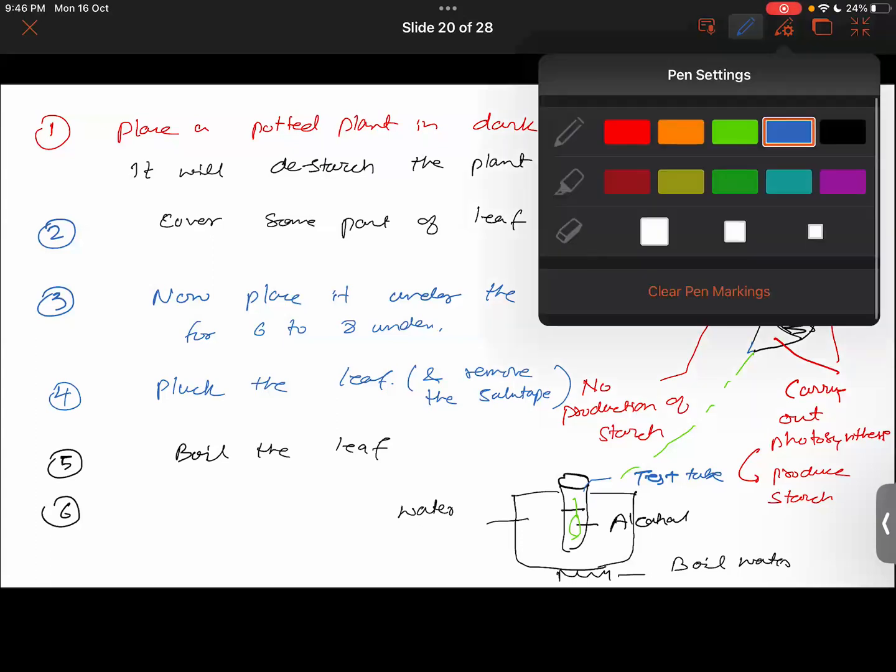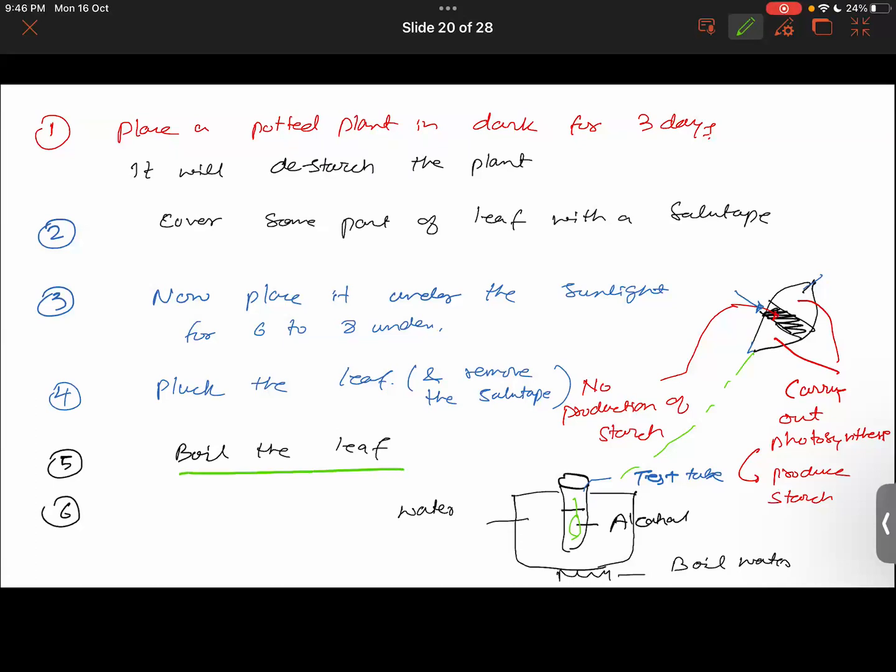Right. So now the leaf which you boiled earlier, let's place it in this boiling alcohol. As the water will boil, the alcohol will also boil. Getting it or not? So after placing the leaf in boiling alcohol, you will observe that the color of the leaf changes. All the color of the leaf is now removed.